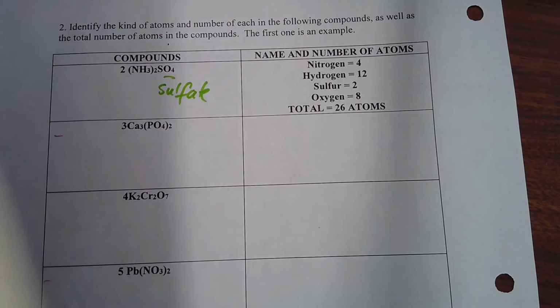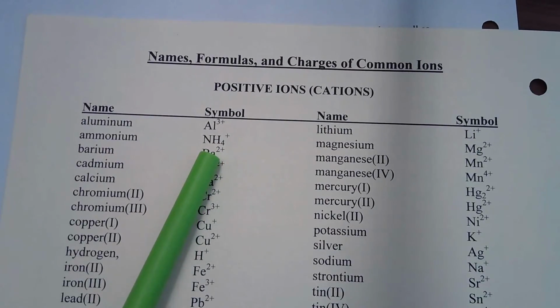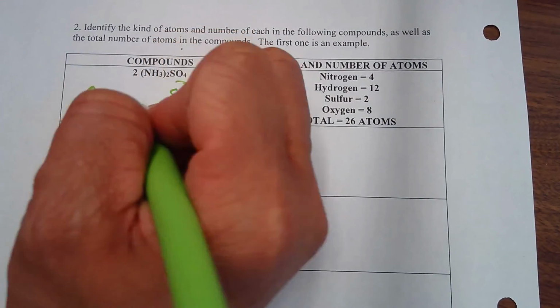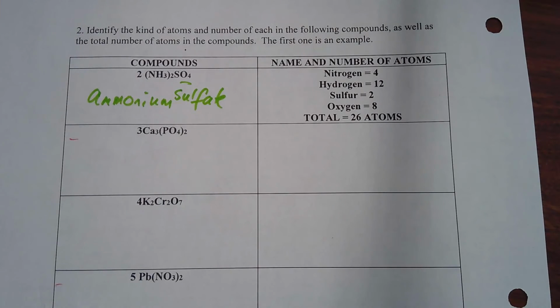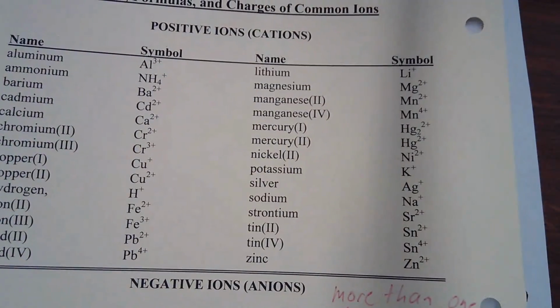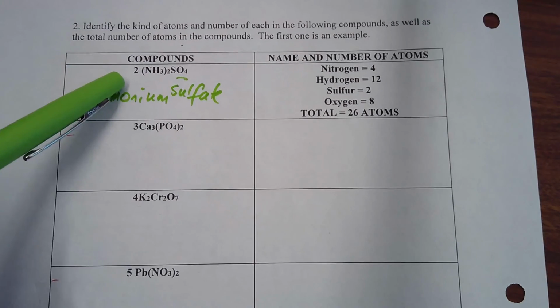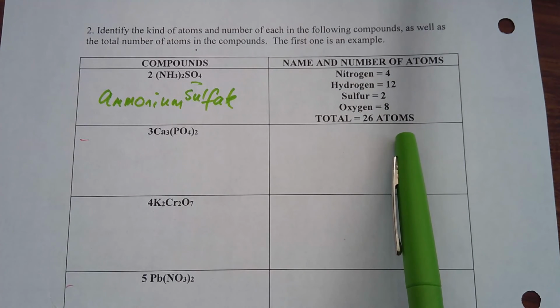Okay, and so that would be ammonium. If you take a look at ammonium here, it would be a positive ion. It's a cation, ammonium. So we're gonna combine them now. So ammonium sulfate is the name of that chemical. Ammonium sulfate. Does that make sense? So you just look at the ions that they have. You look it up in your ion chart and you put them together, and that is the name of that chemical. So ammonium sulfate, 2 molecules of ammonium sulfate has 26 atoms. So that's our example here, okay?